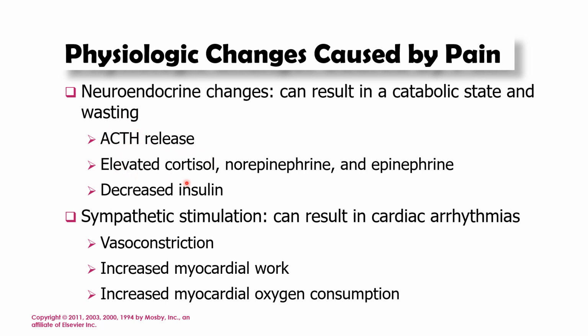So cortisol represents the stress hormone. And we also have norepinephrine and epinephrine. There is also decrease in insulin level. Of course, insulin is important for the utilization of sugar in the body. For the sympathetic stimulation, pain can also stimulate the sympathetic nervous system that can result in cardiac arrhythmias. Of course, sympathetic stimulation will result in vasoconstriction. It can also increase the heart rate. It can increase the myocardial work, and increase the myocardial oxygen consumption.